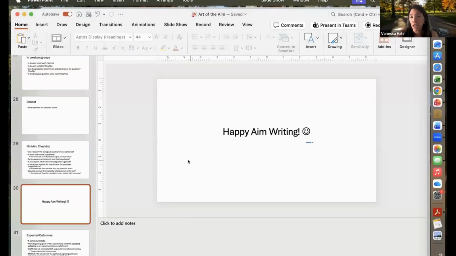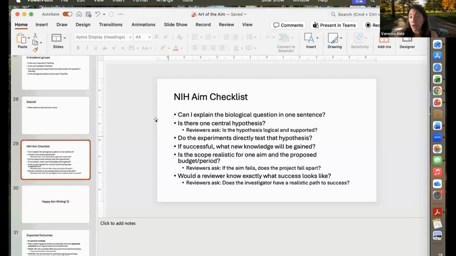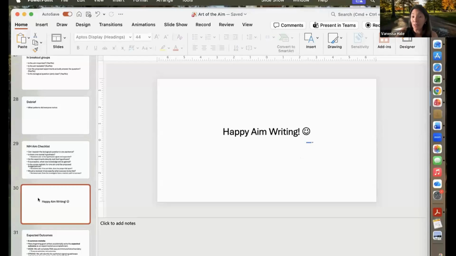Final thoughts for today from me: there's a checklist as you go into your own aim writing. Remember, one biological question in one sentence, that's an aim. Is there one central hypothesis? Do your experiments test that hypothesis? If successful, what new knowledge will be gained? Is the scope realistic for one aim in that budget period? And would a reviewer understand what success looks like? I'll round it out there and wish you all happy aim writing in your futures.